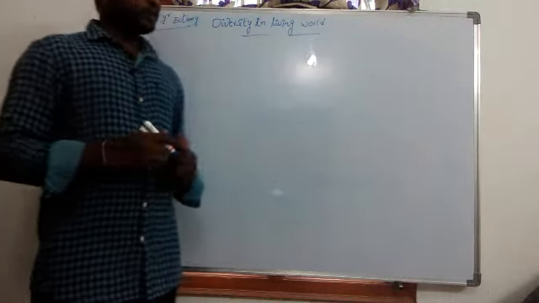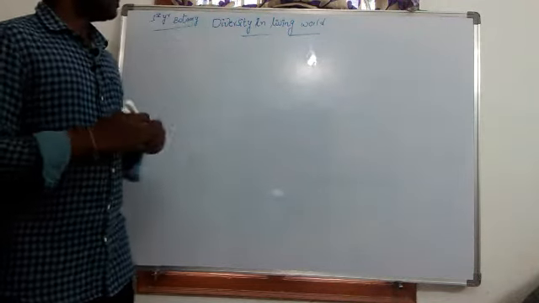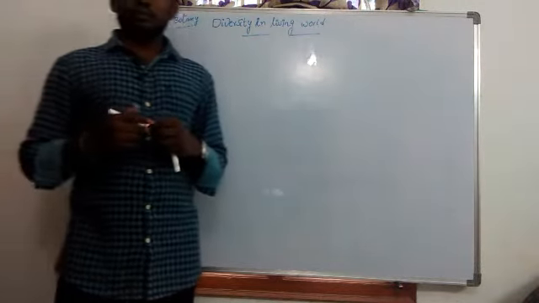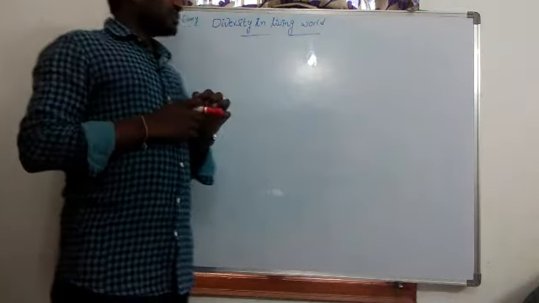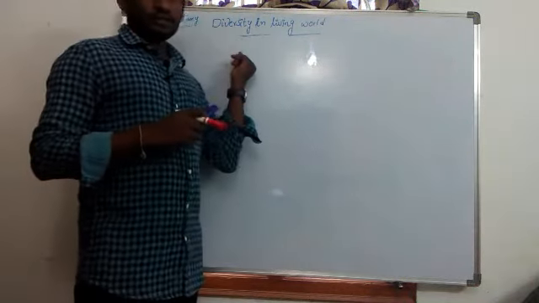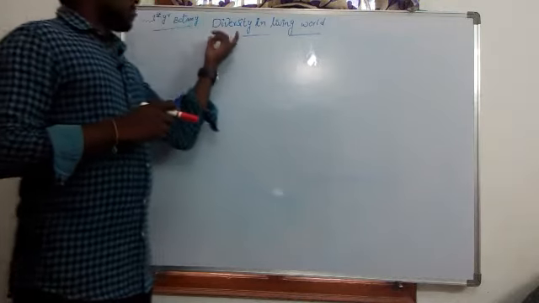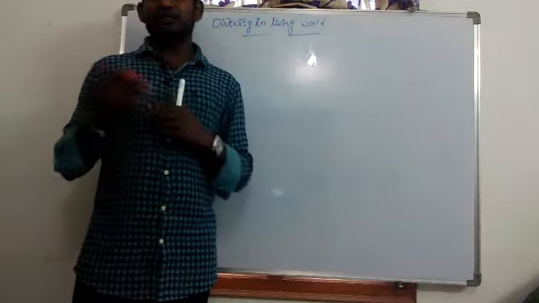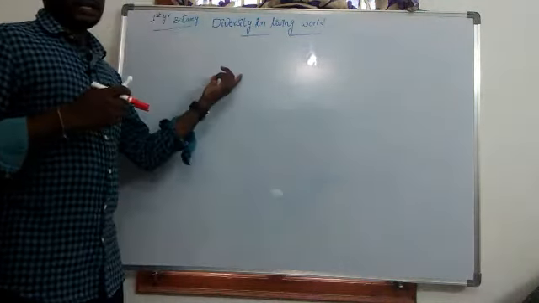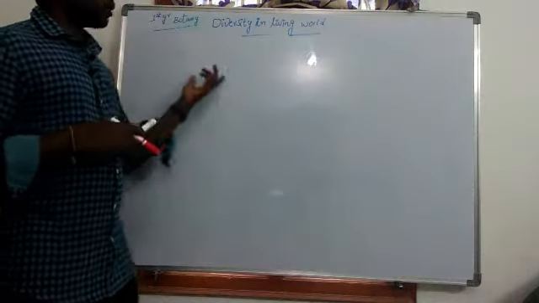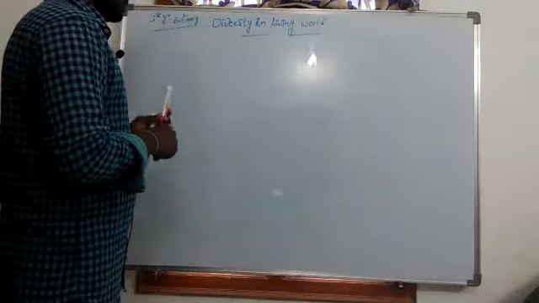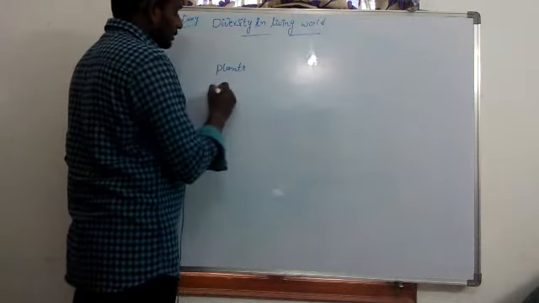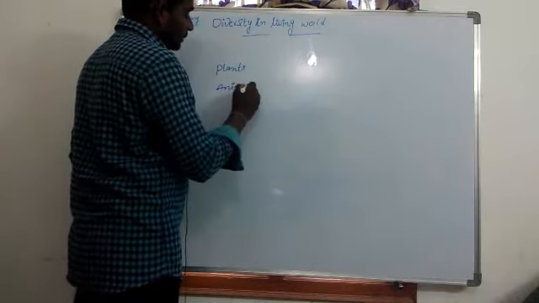Hi students, today we will discuss diversity in the living world. First of all, what is diversity? The variety and variability seen in plants and animals is called diversity.